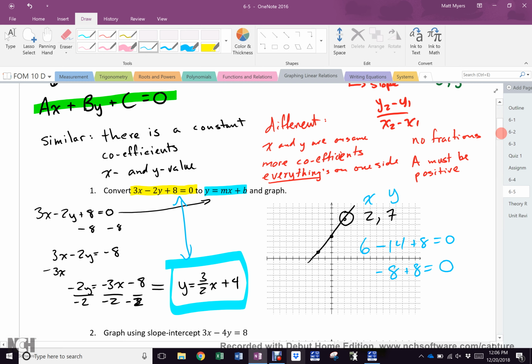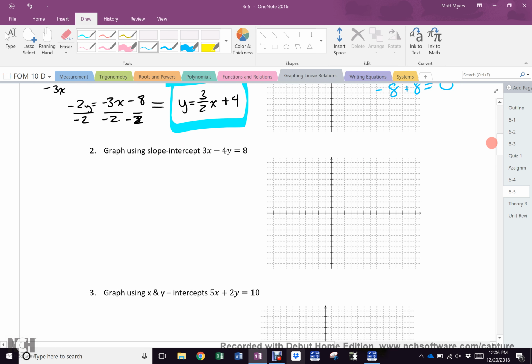Excellent. Now what's different about this one? There's no C, but there is a C, isn't there? It's on the other side of the equal sign. This is general form's ugly cousin. Standard form. Very nice.